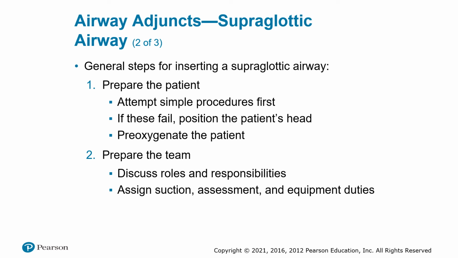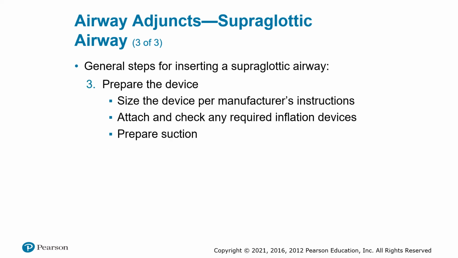General steps for inserting a supraglottic airway. Prepare the patient. Attempt simple procedures first. If these fail, position the patient's head. Pre-oxygenate the patient. Prepare the team. Discuss roles and responsibilities. Assign suction, assessment, and equipment duties.